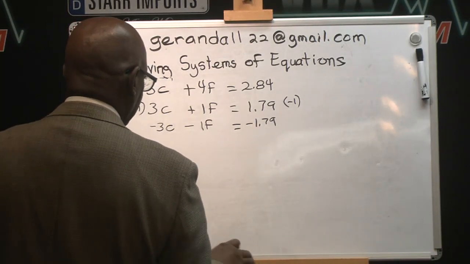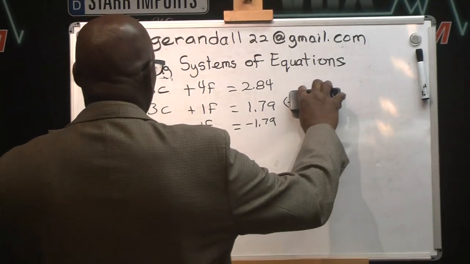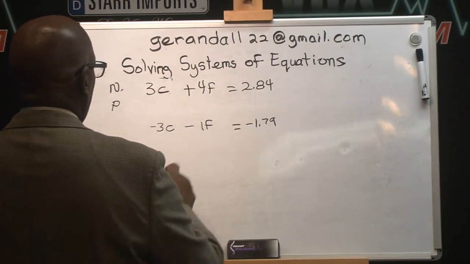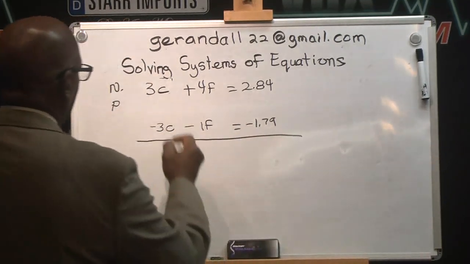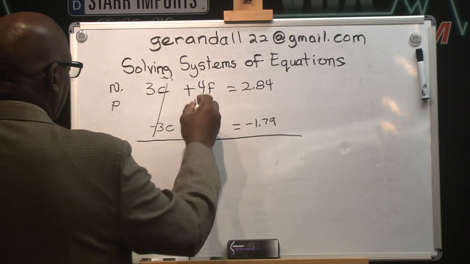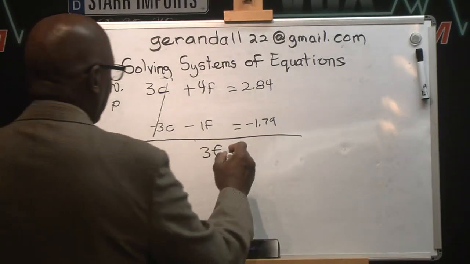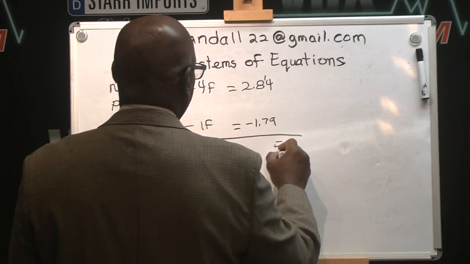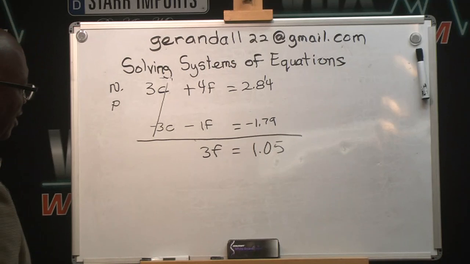Now, what we would then do is take this out. And now we can look at elimination of this variable. And this becomes 3f, and you're left with 1.05.